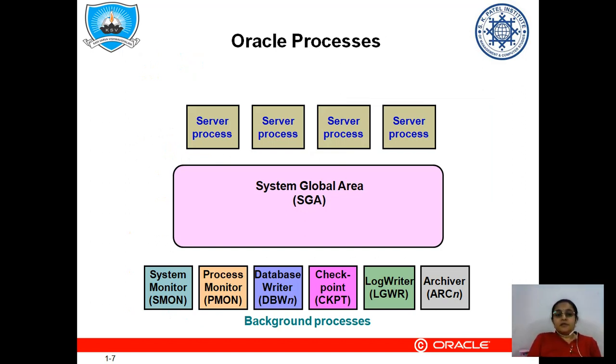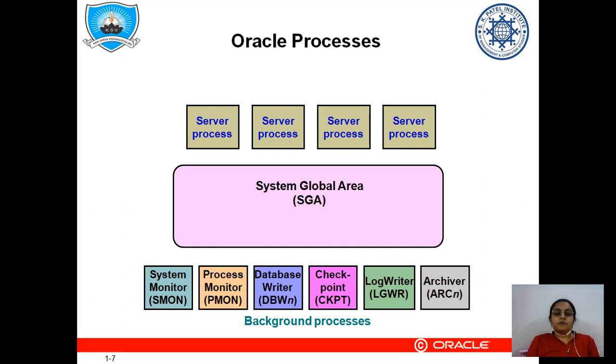Now as we have seen, for each user there are server processes which request the instance so that a connection can be established, and there are background processes. Let's take the first background process, that is system monitor, SMON. System monitor is the process used to take care of any system generated transaction or any memory cleaning that is required to establish the instance again. So the system monitor process will take care of that particular part.